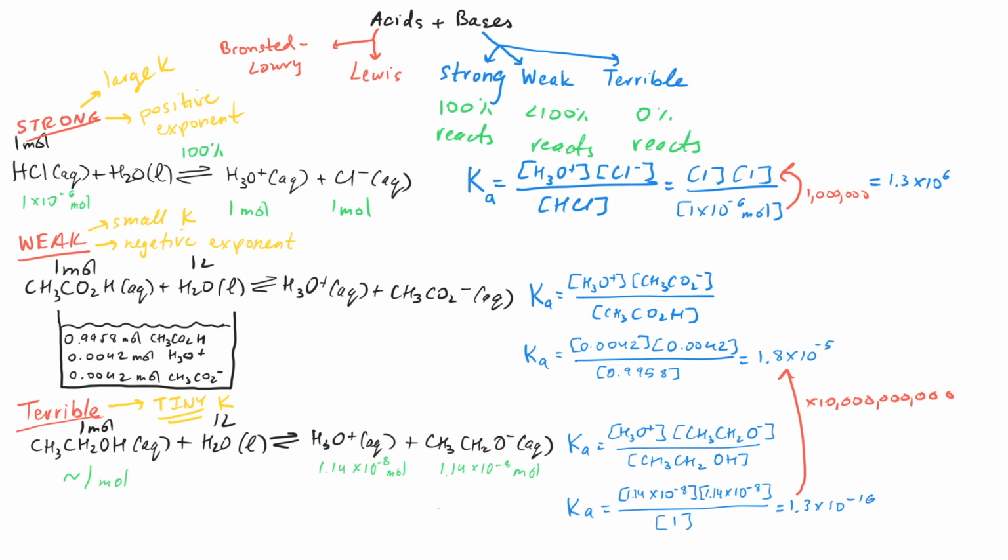Bases follow the same exact trend as acids do. Strong bases react completely in water, and so they have a very large K value with a positive exponent. The only difference is that since these are bases, we add a B subscript to the K to make it a Kb. Furthermore, weak bases have very small Kb values with negative exponents, as we expect, and terrible bases have even smaller Kb values.